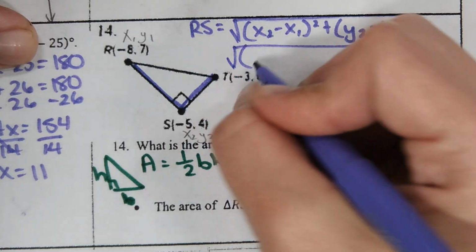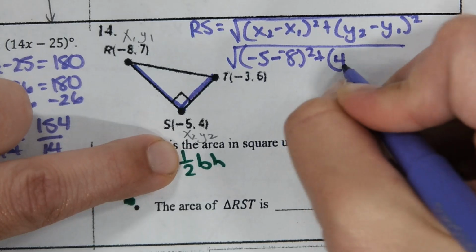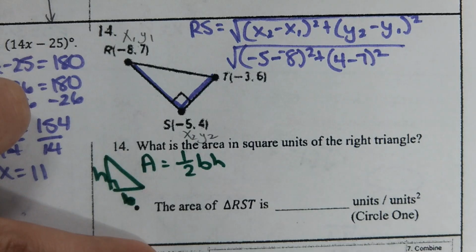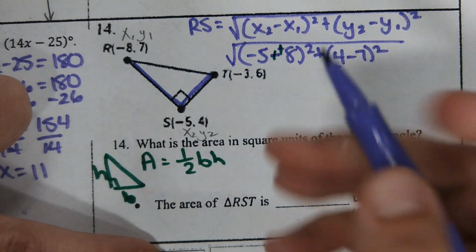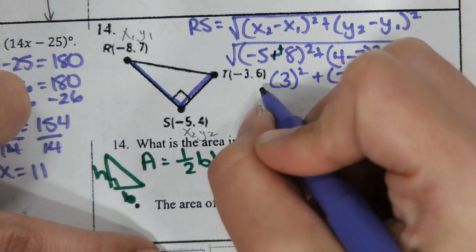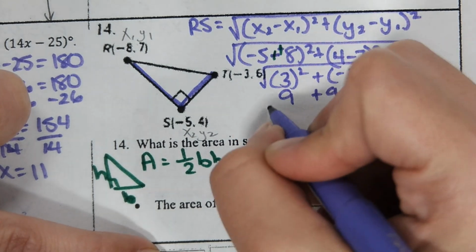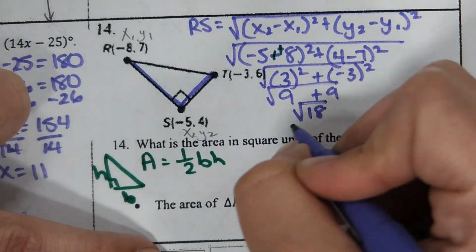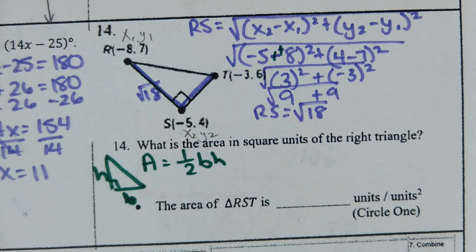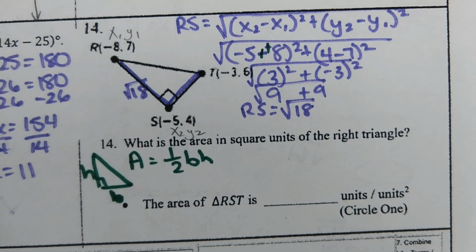Okay. Then plugging in numbers, -5 minus -8 squared plus 4 minus 7 squared. You get 3 squared, 9 plus 9. So I got square root of 18. So that's RS, square root of 18. Just trust the process. I know square root's not pretty, but it comes out even at the end, so just trust the process.